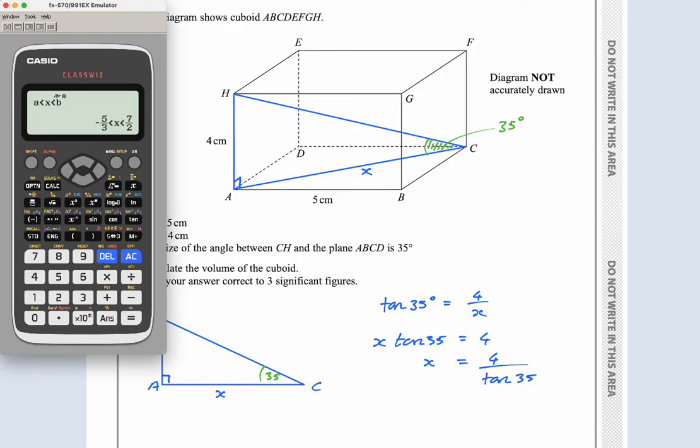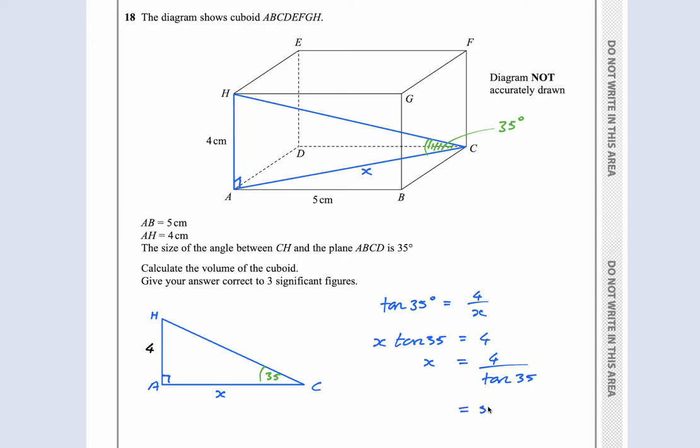So on my calculator, I'm going to do 4 over tan 35. I forgot to put in a bracket. Let's try again: 4 over tan 35, close bracket, 5.713. Okay, so this is 5.713. But that's not what I want.